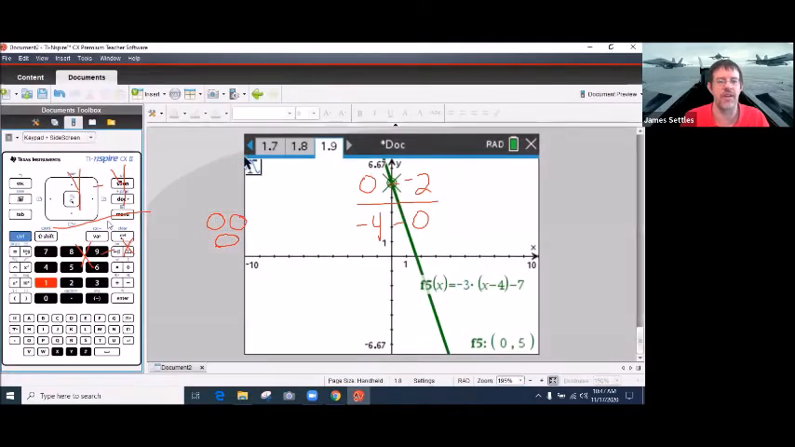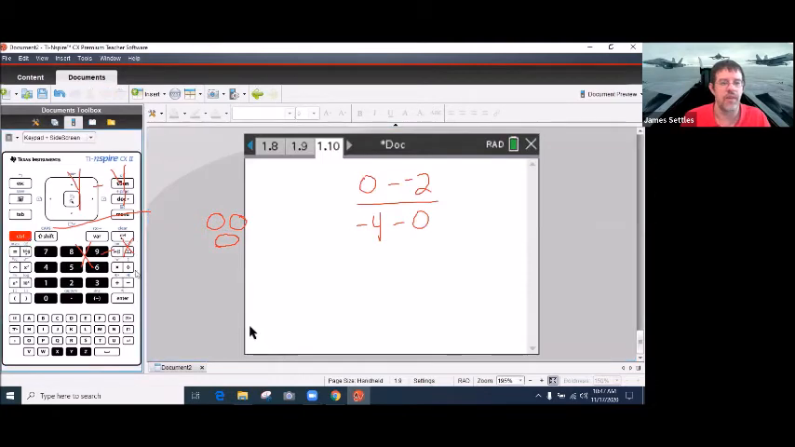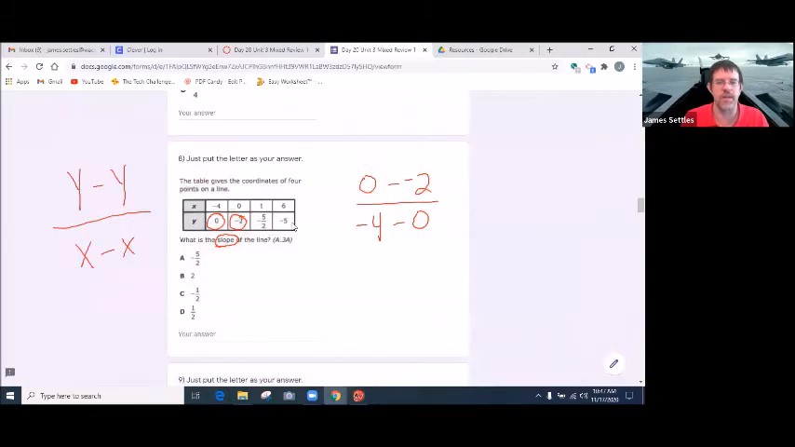You can throw this into a regular calculator. I'm going to hit this right here, and we go control divide. We got 0 minus -2. So make sure you put both of those in, and then -4 minus 0. Hit enter, and we get -1/2. So the answer would be -1/2.